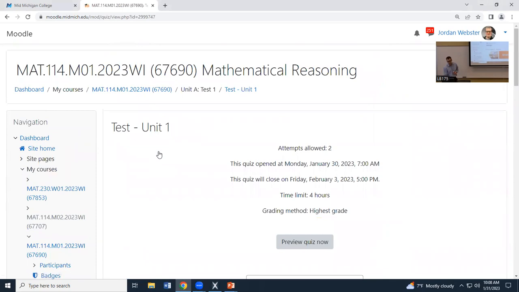Unlike the homework, you only get 2 attempts on the test. And each attempt is time limited at 4 hours, just so that if you start taking it one day, you don't come back to it the next. Most of the time, the test takes a lot less than 4 hours. It should only take you about an hour, I would assume. The time limit is 4 hours so people don't pick it up the next day.